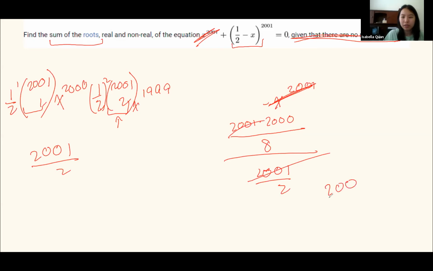Cross that out. That's going to be 2000 over 4. Also, this is going to be negative. Yeah, this is going to be negative because it's negative x to the 1999, but because it's Vieta's, we actually take the negative of the negative, so it's still positive. And that's going to be 500. And that's our answer.